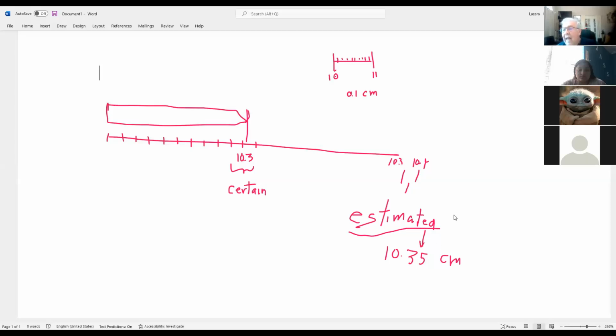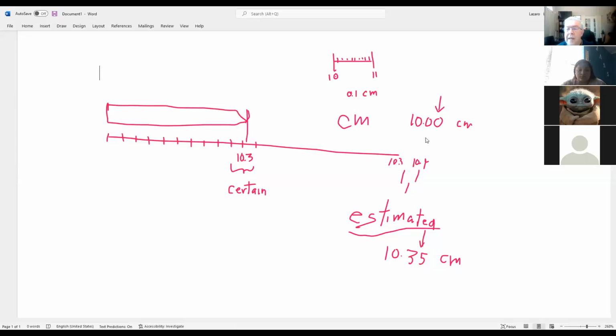Then there is not a line to tell you exactly how much it is. It depends on your observation, on your estimation. But every time you are doing a measurement with a ruler in centimeters, you have to report, for example, 10 and 2 digits. The last one will always be estimated. Got it?